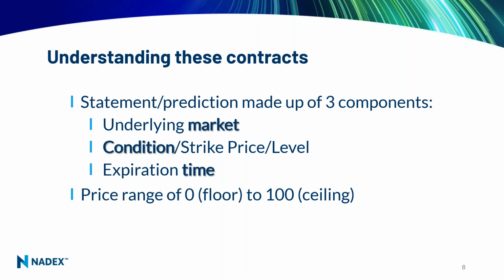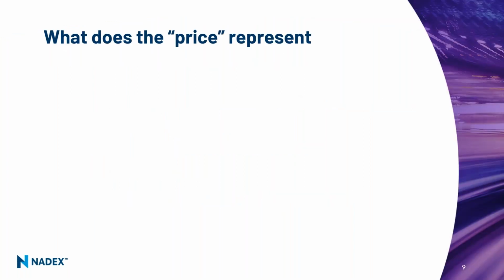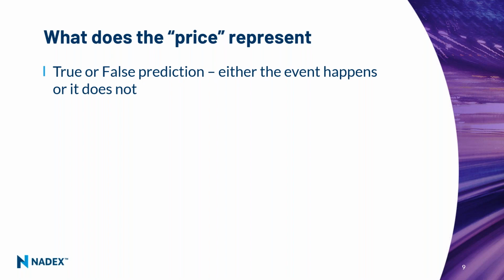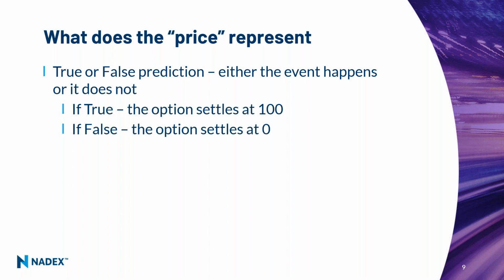Now, binary options at Nadex trade between 0 and 100. It can't go any lower than 0, that's the floor. It can't go any higher than 100, that is the ceiling. But let's talk about what that number represents. When you're looking at a binary option and it has a number trading between 0 and 100, at Nadex, it actually stands for two things. We made it as easy as we could. But let's talk about what it truly represents to begin with. It's a true or false prediction. We're saying, will oil finish above $110 per barrel at the end of today? Either the event's going to happen or it doesn't. And in the end, if it's true, it will go to 100. And if it's false, it will go to 0. That is the binary nature. It's an all or nothing in the end.